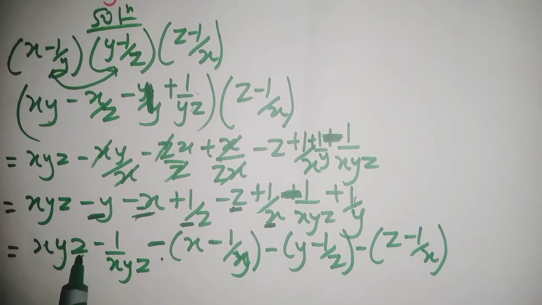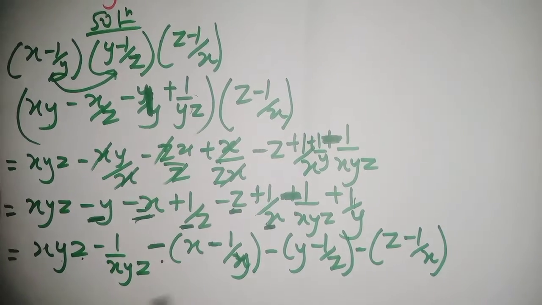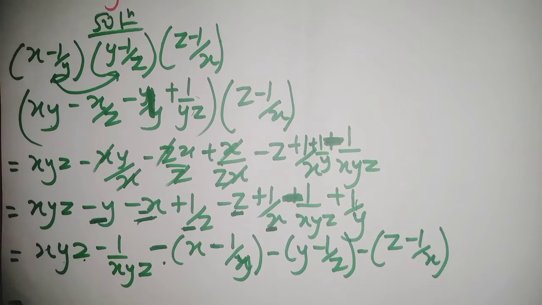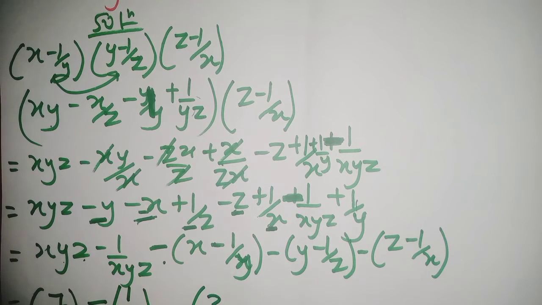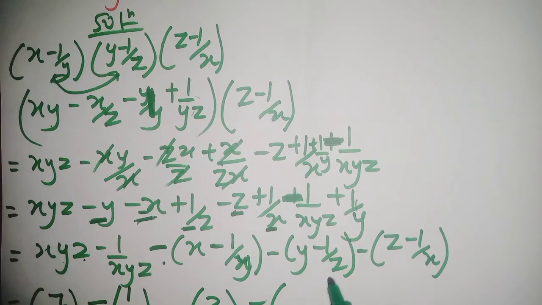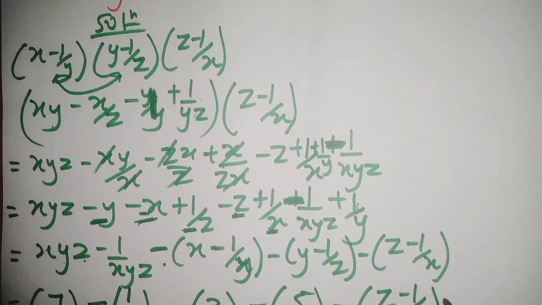What is xyz? Remember, xyz is equal to 7, so we are going to substitute that. So this becomes 7 minus 1 over xyz, so 1 over xyz becomes 1 over 7 here, then minus x minus 1 over y. Remember, it is 3. y minus 1 over z in the question is 5. And remember, we are looking for z minus 1 over x. We don't know what that is.